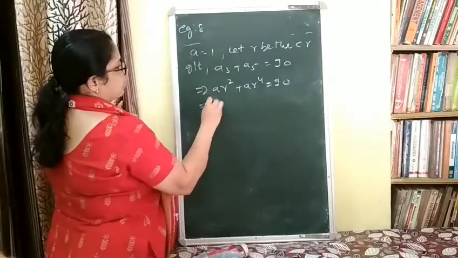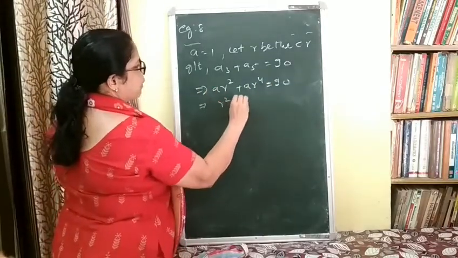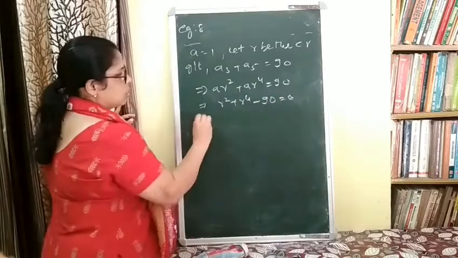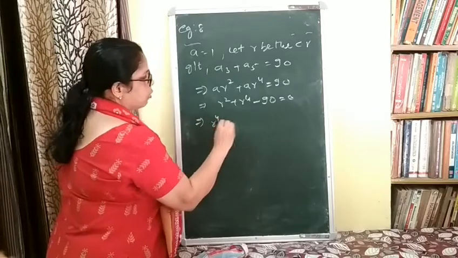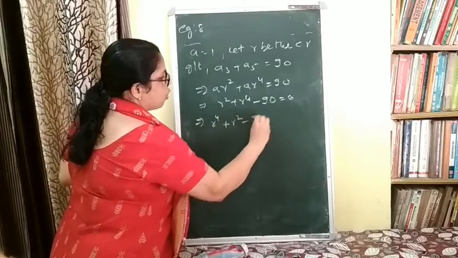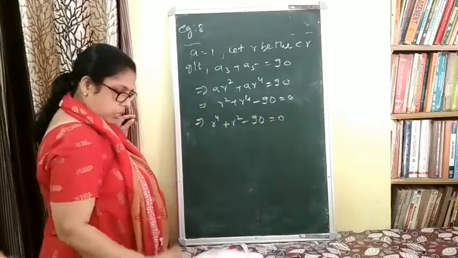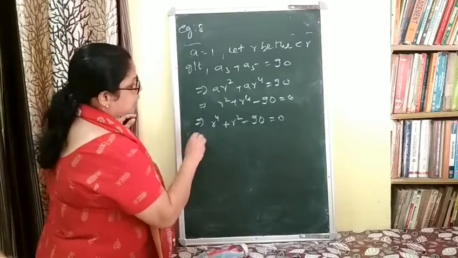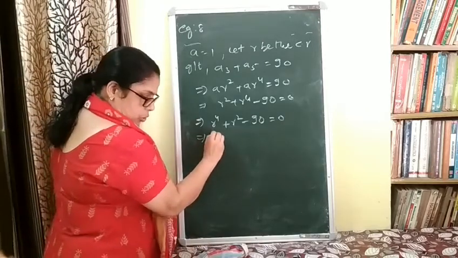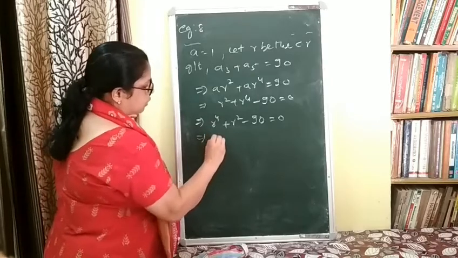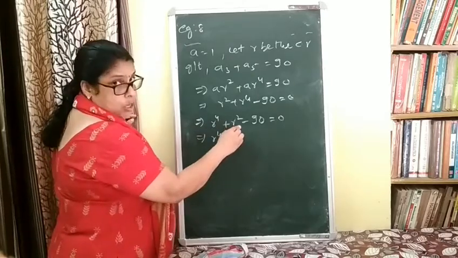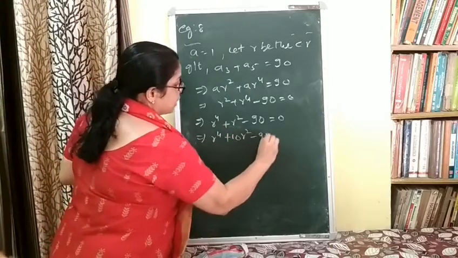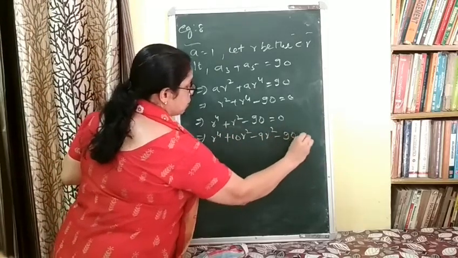A is 1, so if you put it, R square plus R to power 4 minus 90 is equal to 0. This is coming as a quadratic equation in R square. That means by splitting the middle term, I am just showing the step. This quadratic equation in R square can be written as R to power 4 plus 10 R square minus 9 R square minus 90 equal to 0.